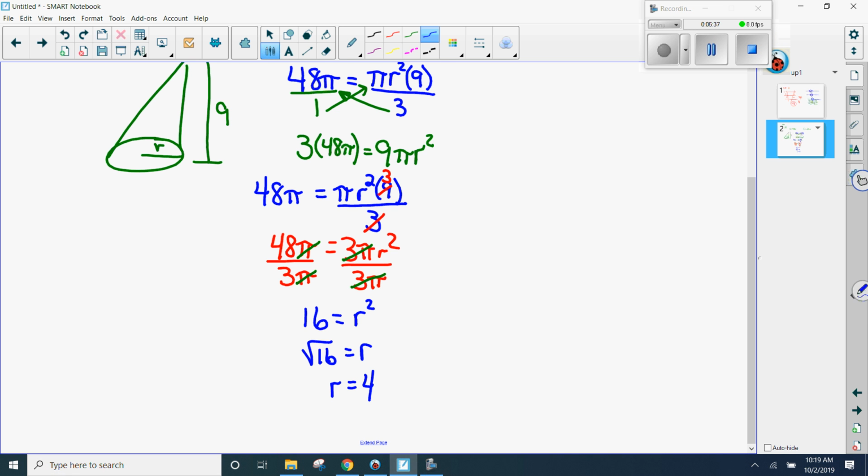Some of you stopped there. Some of you said it was 8 because you divided by 2 to get rid of the square. You take the square root. It's 4. Some of you missed it because you stopped there. But what do they ask for? They ask for the circumference of your circle. And circumference is equal to 2 pi r. So you're going to have 2 times pi, and your radius is 4. So you multiply that, and you get 8 pi. Units, meters.